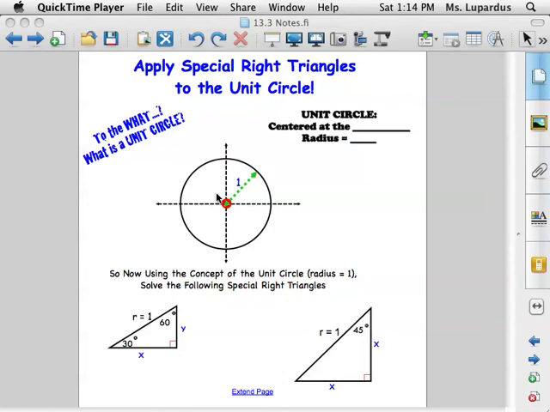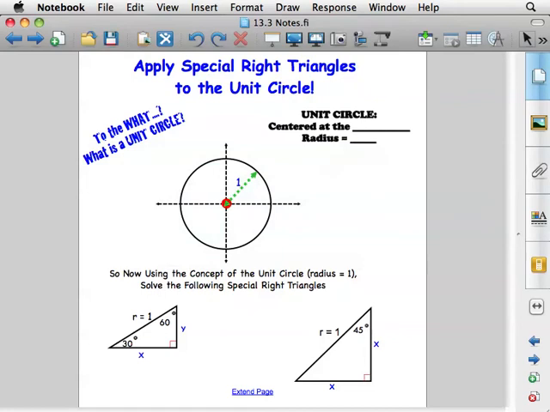All right, next we are going to talk a little bit about the unit circle. The unit circle is used a lot in trigonometry, and quite honestly this year you guys won't be using it too much, but I want to talk about it. The unit circle is a circle that's been centered at the origin. So at 0, 0, right here.